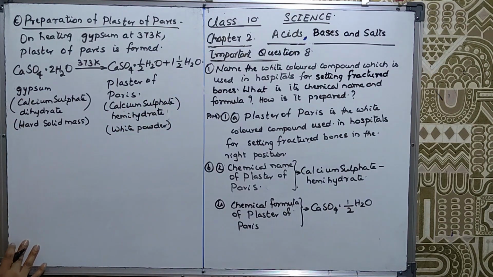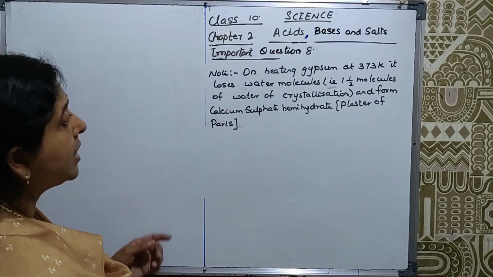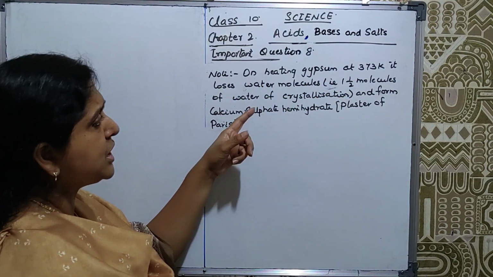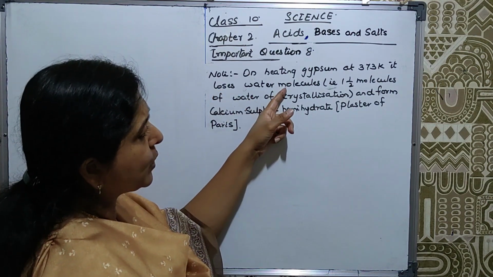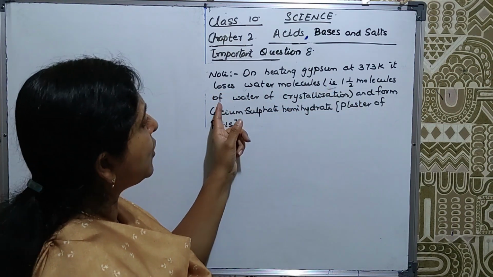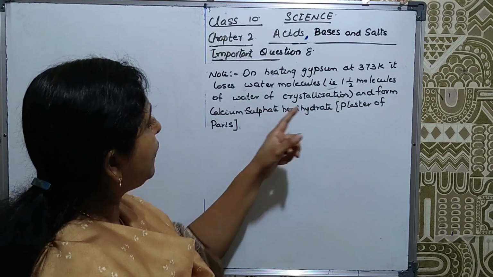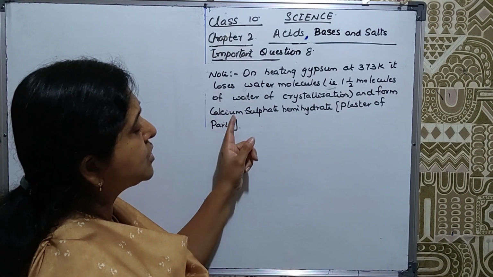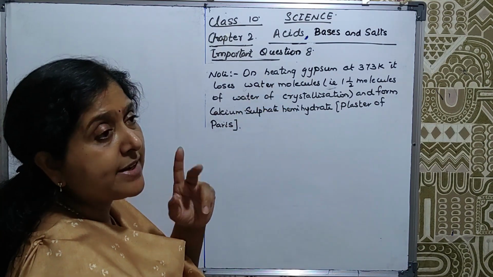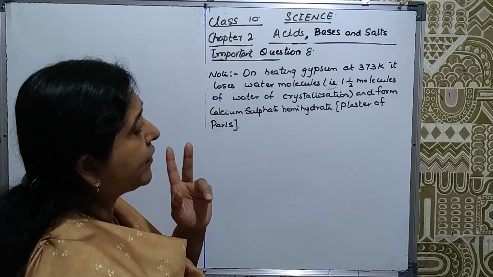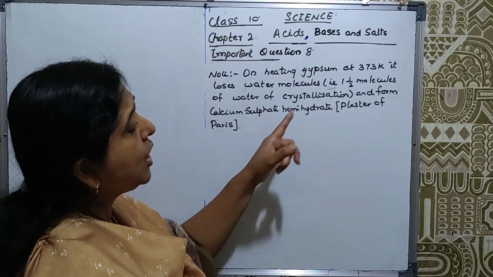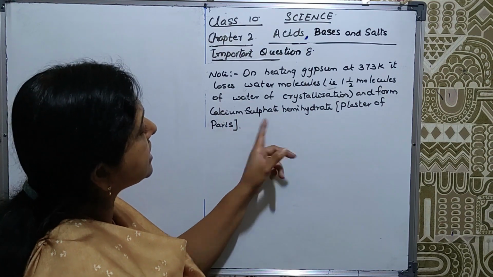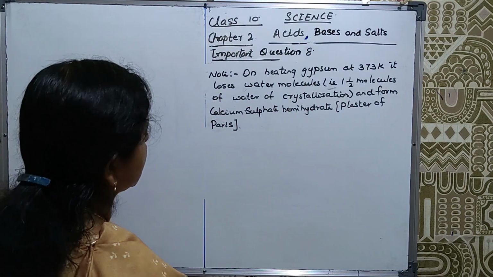Then 1.5 molecules of water of crystallization. As a note we'll write: on heating gypsum at 373 Kelvin, it loses 1.5 molecules of water of crystallization and forms calcium sulfate hemihydrate, which is the plaster of Paris. So from the gypsum, which is calcium sulfate dihydrate, with 2 molecules of water of crystallization, 1.5 molecules will be lost, and you will get calcium sulfate hemihydrate. Now we'll go to the next question.